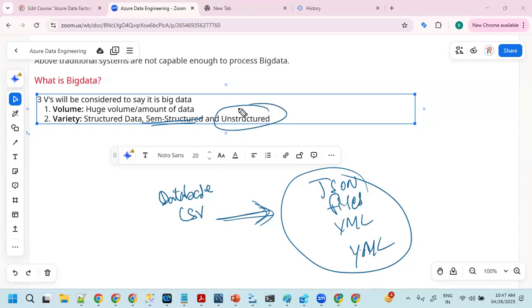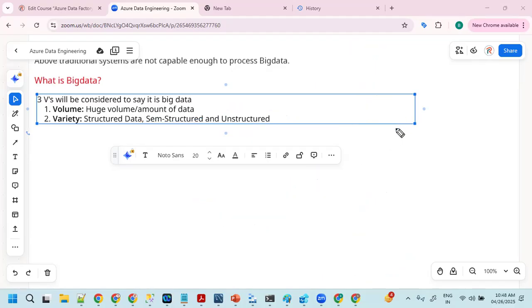And then unstructured data: plain text is unstructured data. So your logs are going to be unstructured data. Audio is going to be unstructured data. Images are going to be unstructured data. There is no structure for that. So that is also going to be varieties of the data.